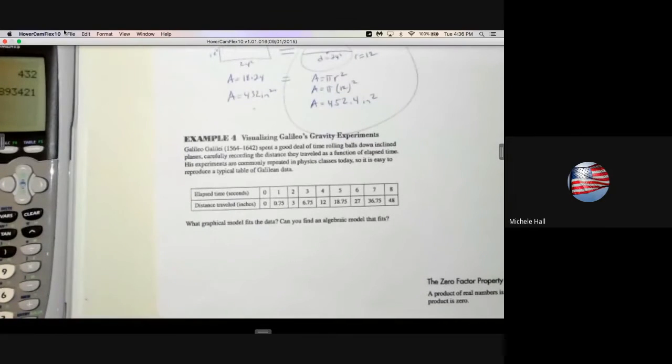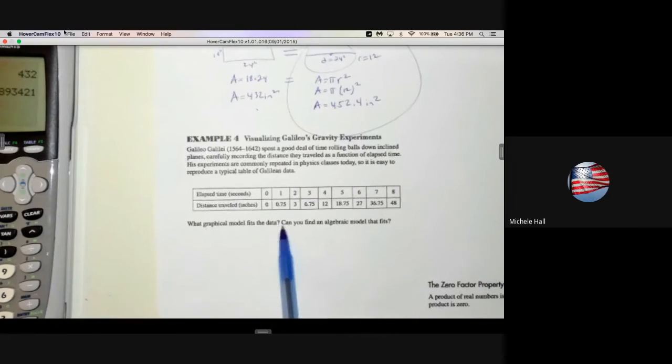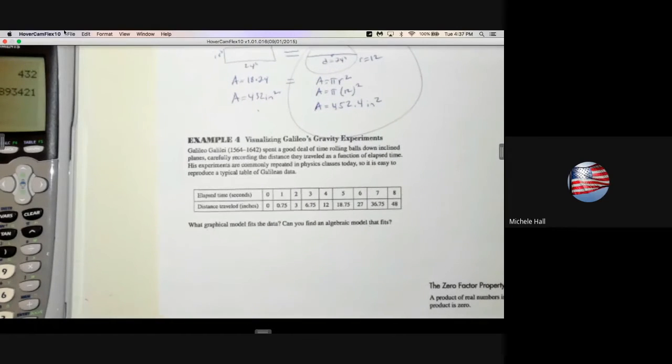Example 4, visualizing Galileo's gravity experiments. Galileo Galilei spent a good deal of his time rolling balls down inclined planes, carefully recording the distance they traveled as a function of elapsed time. His experiments are commonly repeated in physics classes today, so it is easy to reproduce a typical table of Galilean data. What graphical model fits the data? Can you find an algebraic model that fits?